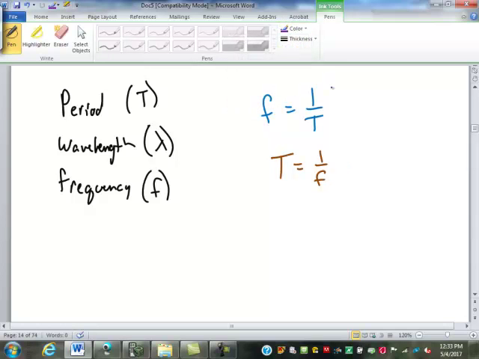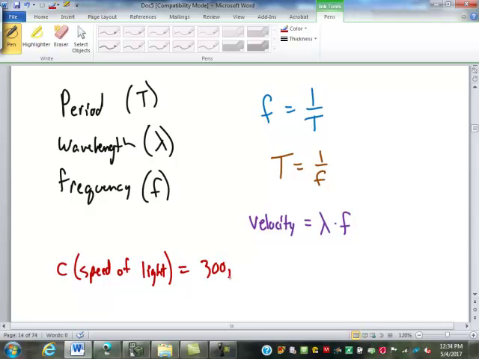And the big relationship between wavelength and frequency is the velocity of our wave is equal to the wavelength times the frequency. And for some of our waves, most of our radio waves are traveling at the speed of light, so that velocity becomes 300,000 kilometers per second. Little c represents the speed of light. Which is 300,000 kilometers per second. Or 300 million meters per second, if you wanted to express it that way.